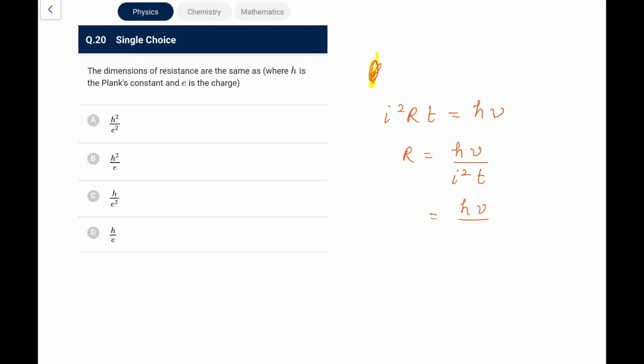So I is q by t, so frequency you know is t inverse, and I square would be charge square, let's say q square I can write, upon t square into t. That is what we are getting. So this whole thing gets cancelled, so this is h by q square, so h by e square, that we can make out as h by q square, that is dimensionally the same.